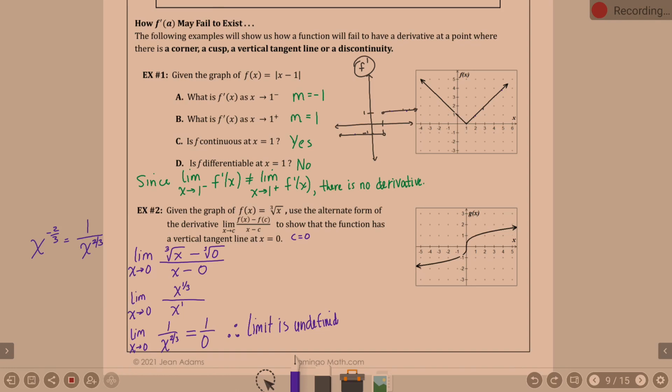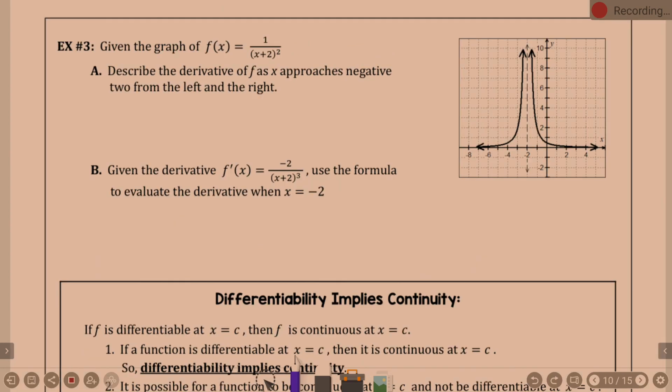Okay, so example 1 had a hard point. Example 2 has a vertical tangent line. Okay. Example 3. Given the graph of f of x equals 1 over x plus 2 quantity squared, describe the derivative of f as x approaches -2 from the left and the right.